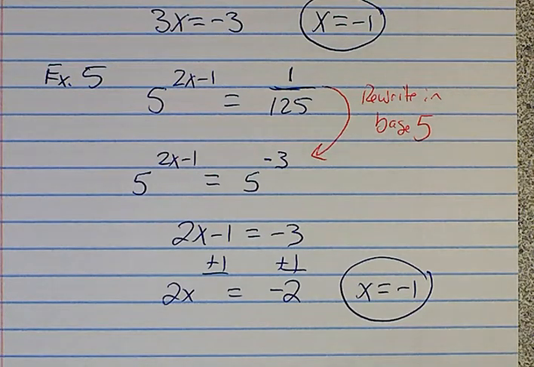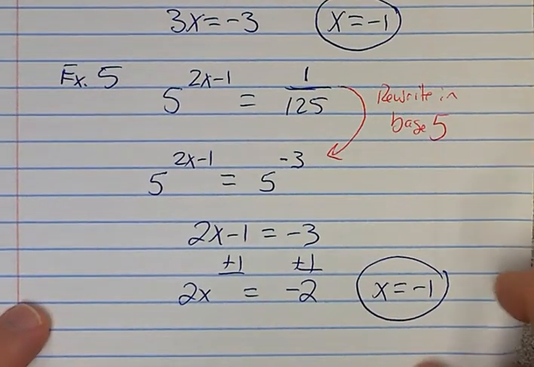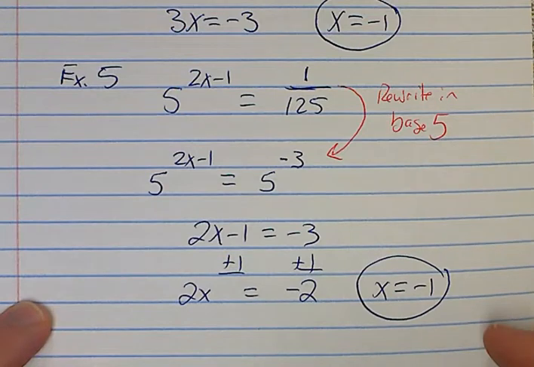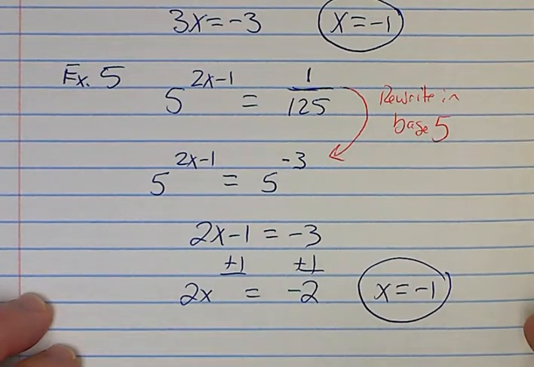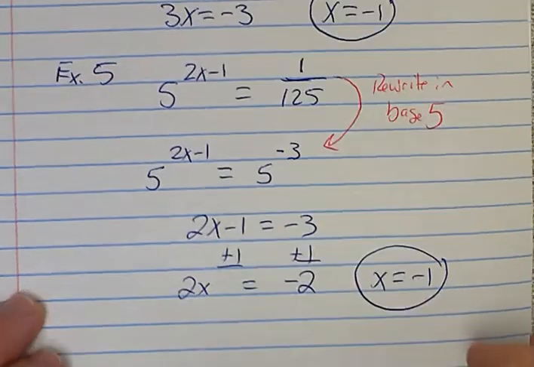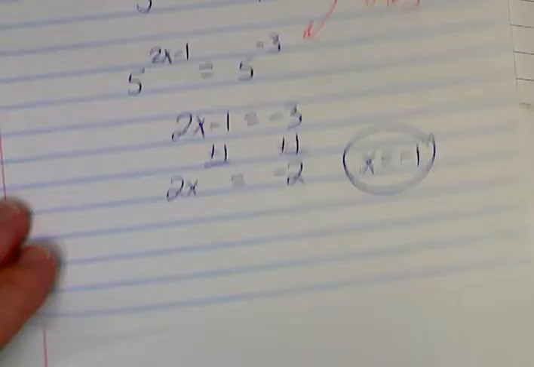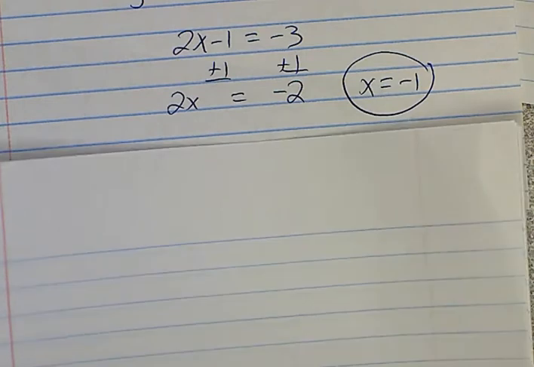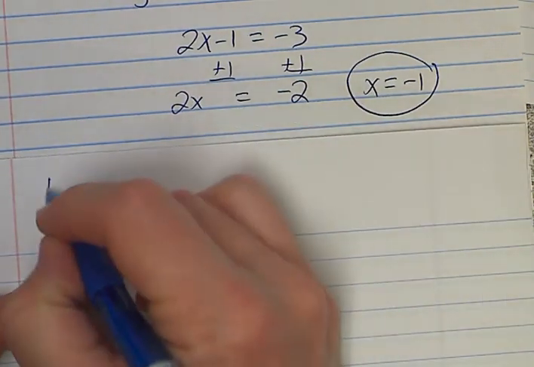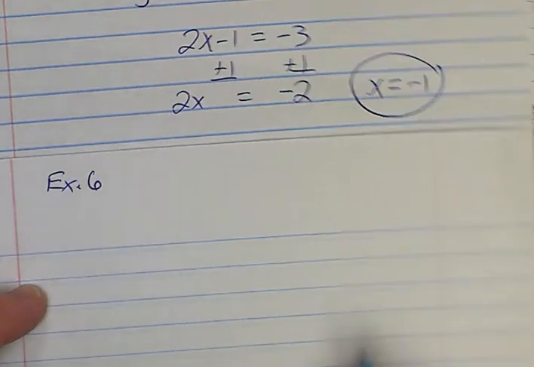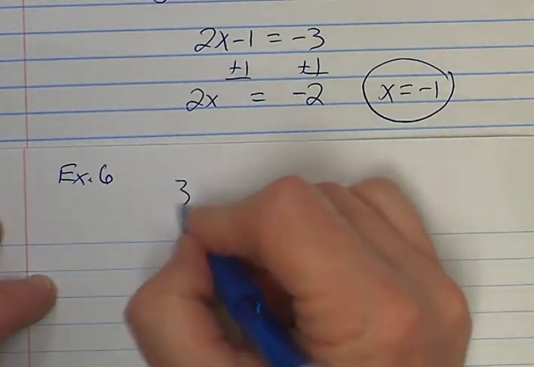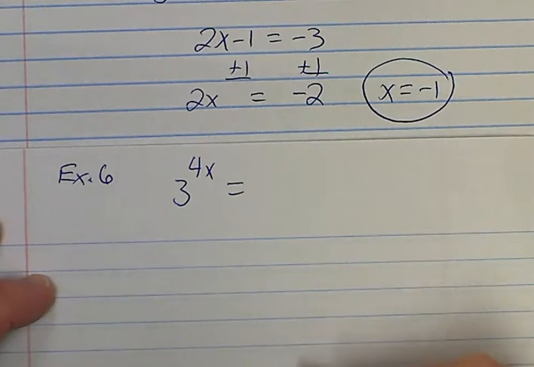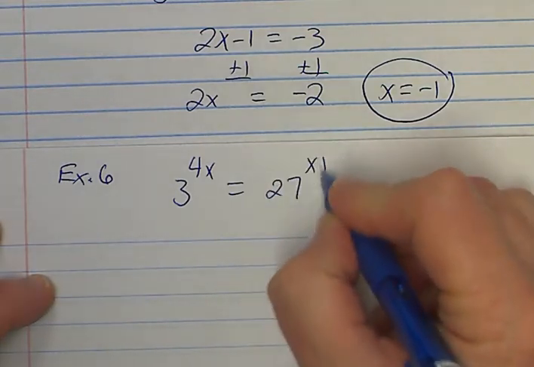Okay, and one more of these. This is the trickiest one that you get just because of how it's set up. And if you can get this one, then everything else should be really easy when it comes down to it. Alright, so let's go with 3 to the 4x equals 27 to the x plus 1.